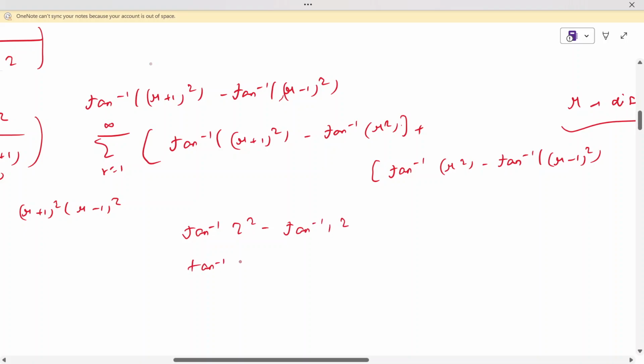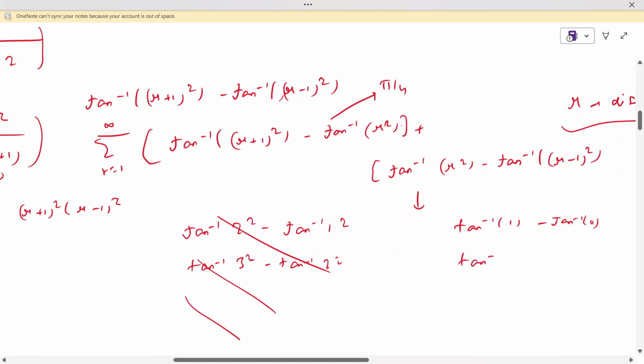Tan inverse of 3 square minus tan inverse of 2 square. So this will start cancelling. I'm getting this one will cancel. So pi by 2 minus tan inverse of that is what? This is pi by 4 only. And this is tan inverse 1 minus tan inverse 0.